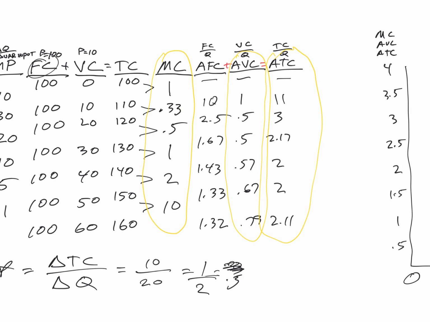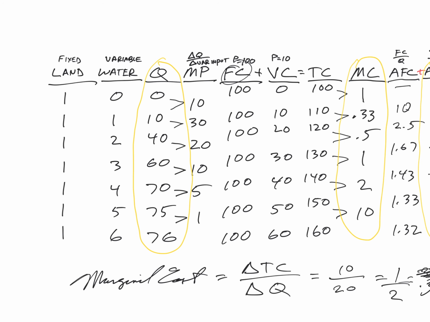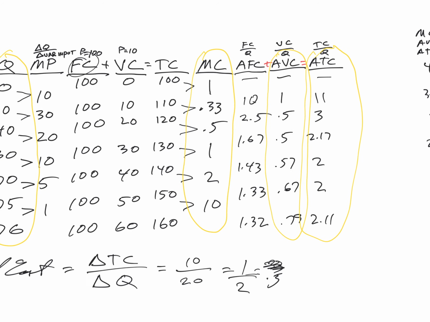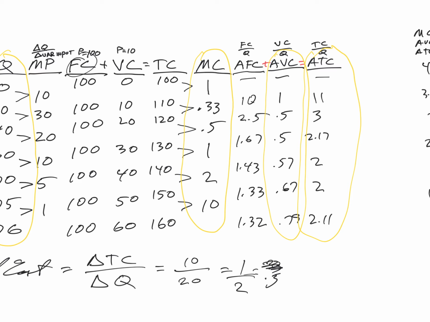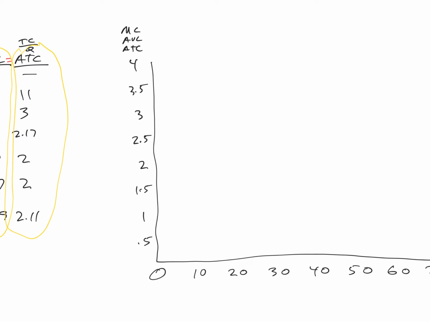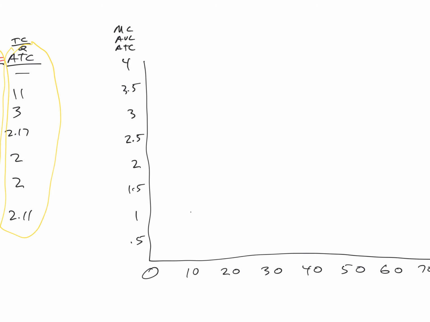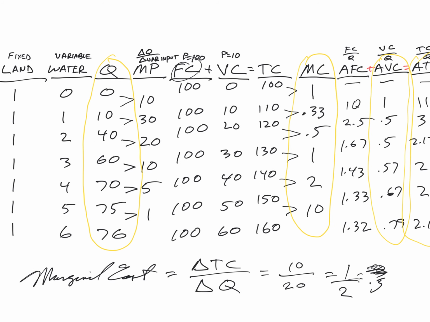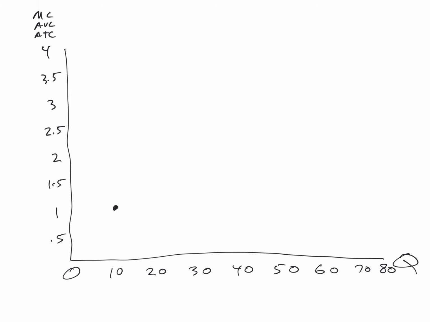Let's go with average variable cost first. When quantity is 10, average variable cost is 1. Right there. And when quantity is 40, average variable cost is 0.5. Right there. Okay, so that's what we're doing. We're just simply plotting the points.